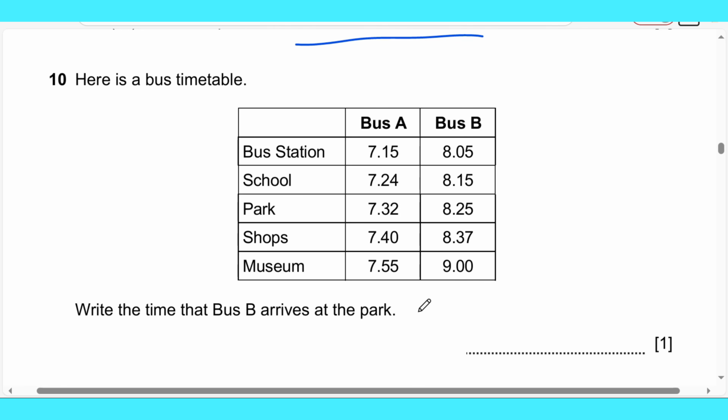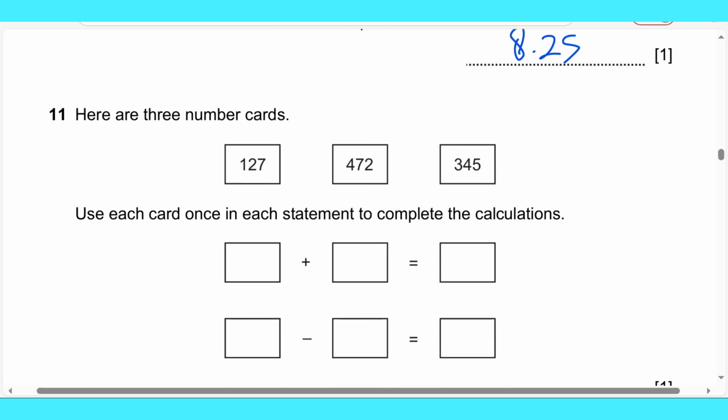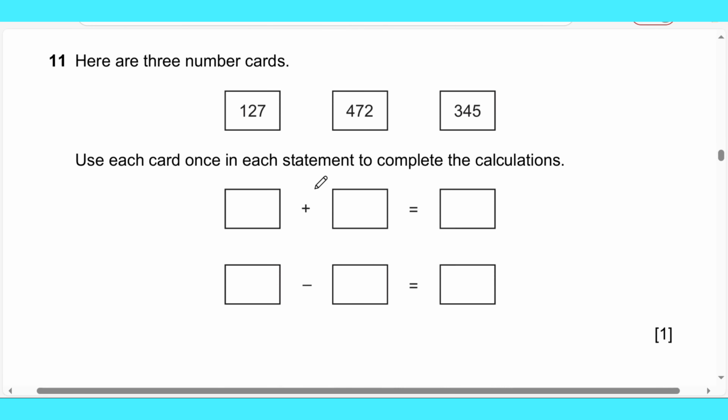Okay, the answer for this will be 8:25. Bus B arrives at the park here. Okay, let's move on. Here are 3 number cards: 1, 2, 7, 4, 7, 2, 3, 4, 5. Use each card once in each statement to make the complete calculation.